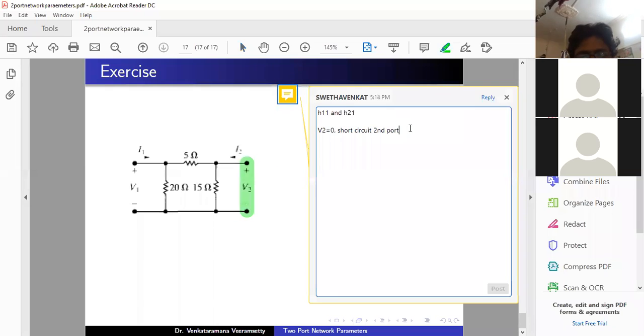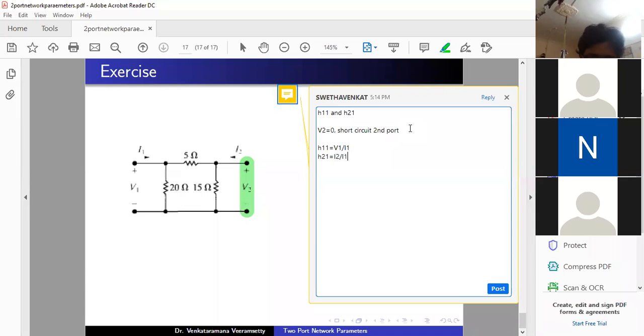After short circuiting the second port, how do we calculate H11? H11 is the ratio between V1 and I1. And how do we calculate H21? That is the ratio between I2 and I1. Now, if we want to calculate H11 and H21, first I want to calculate I2. For calculating I2, first of all I want to calculate I1. So what is the value of I1?